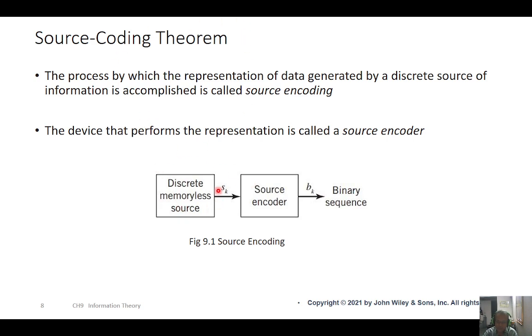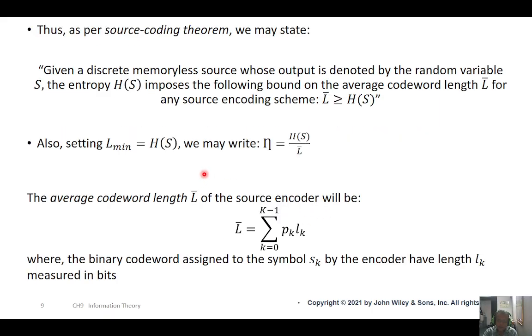Source coding: we have a discrete memoryless source. We sometimes call it DMS. It is generating the source symbols Sk. And then the role of the source encoder is to convert that Sk into a binary sequence Bk. Now here we have the concept of the source coding theorem. Given a discrete memoryless source whose output is denoted by the random variable S, the entropy H(S) imposes the following bound on the average code word length L bar for any source encoding scheme.